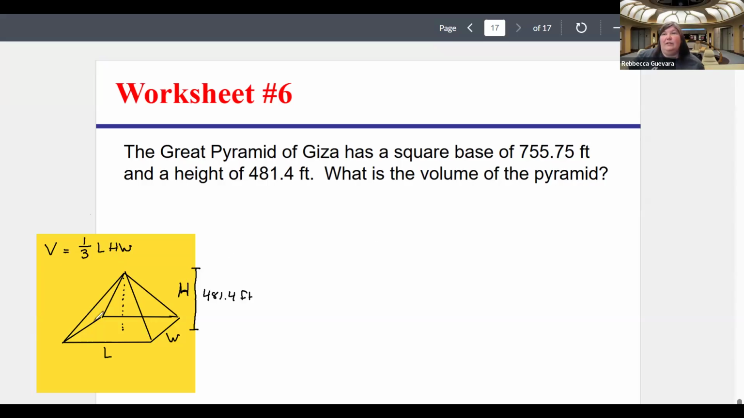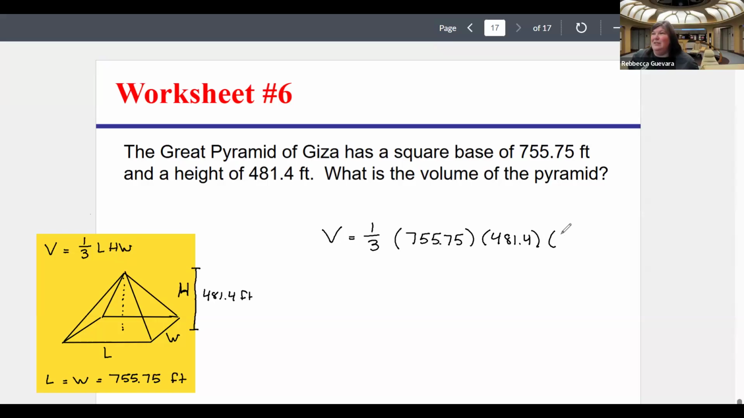Well, because it's a square, length should equal width. And we were told that just one side of the base is 755.75 feet. The whole base is square feet. So here we'll see that volume should just be 1/3 times your length, which is 755.75. Your width, or sorry, I mean height, which is 481.4.